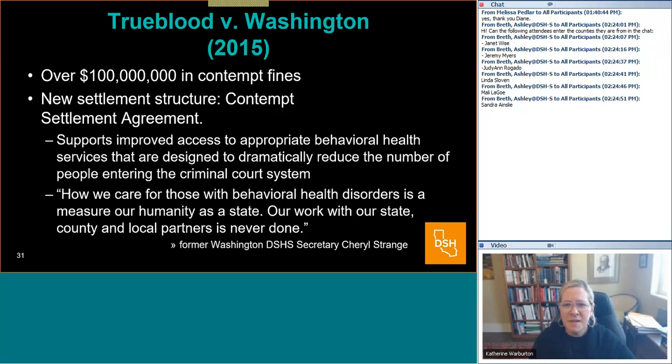And the new settlement structure up there in Washington supports improved access to appropriate behavioral health services that are designed to dramatically reduce the number of people entering the criminal court system. And that's the answer: if we want to reduce the number of people waiting to get into state hospitals as incompetent to stand trial, we have to stop creating people with serious mental illness who are then found incompetent to stand trial.